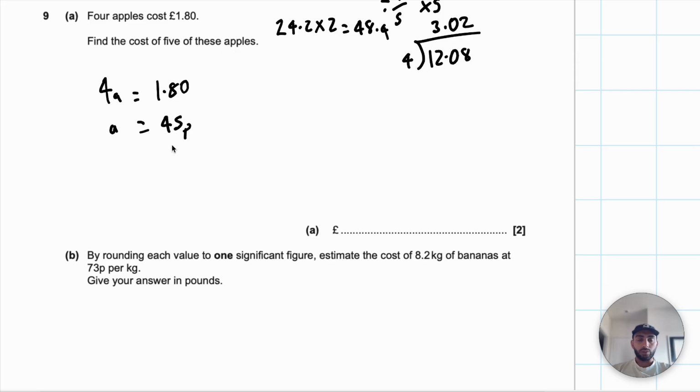We want the cost of 5 of these apples. 2 ways you could do it. You can multiply this by 5, or if you spot that these two would add up to make 5 apples, that would give you your answer. So £1.80 plus 45 gives me £2.25.